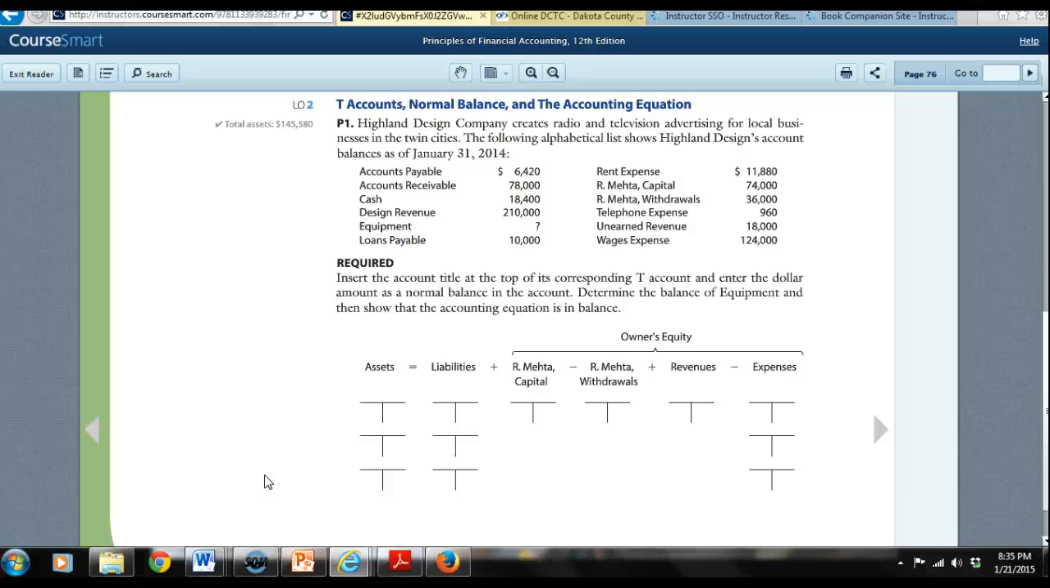Then we've got the next section, withdrawals. Withdrawals decrease our owner's equity, don't they? And by decreasing it, we debit it. So withdrawals have a normal debit balance. Then we've got some revenues.